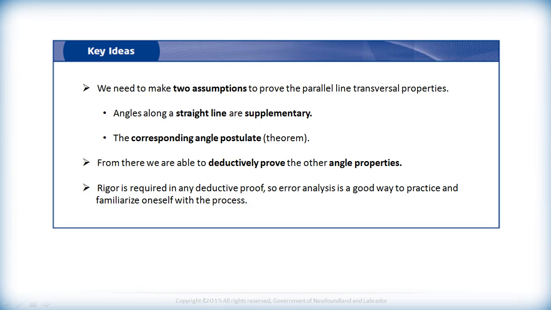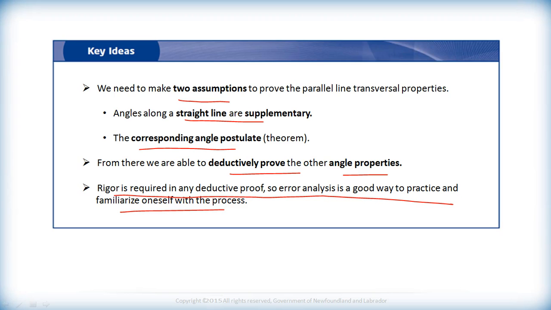Sometimes folks make mistakes. So we need to make two assumptions to prove all the properties that we had, those same two: straight line or supplementary, and the corresponding angle postulate. And then we are able to deductively prove the rest of them. So the rigor that we use here, or the detail, is important, and it's a good way for us to practice these two-column proofs because they're coming back at us again soon.